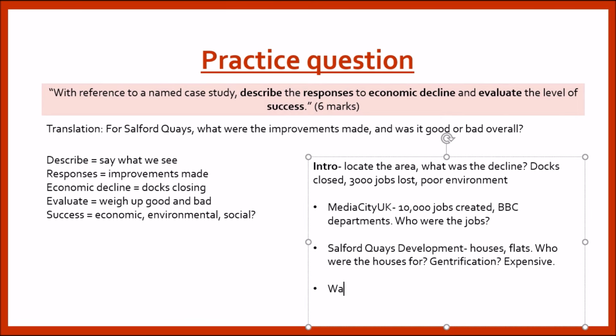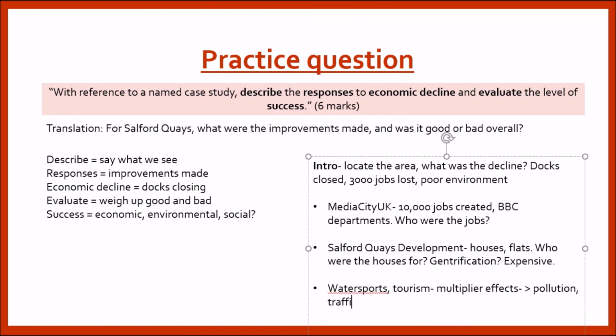I'd finally maybe finish off by talking about the water sports and the tourism, which is excellent, maybe referring to the multiplier effect, and then focus on the impact of pollution in terms of waste and air pollution and traffic congestion, lots of things going on there.